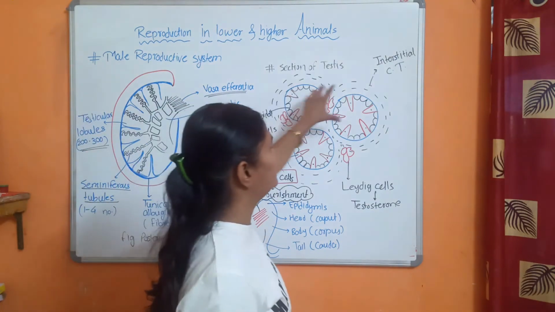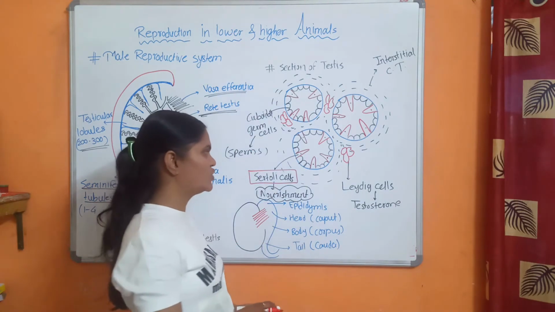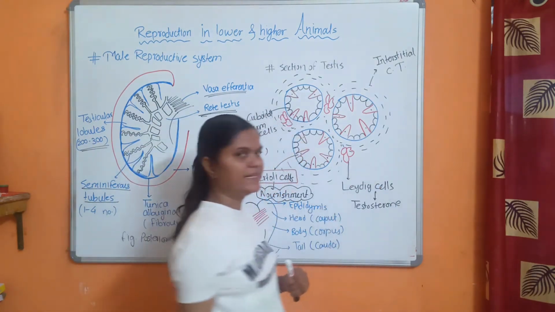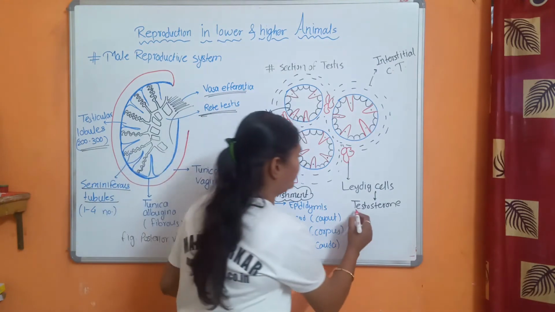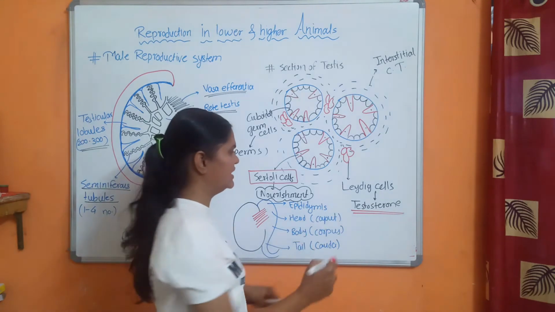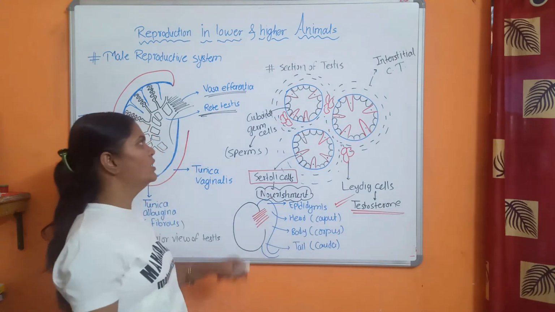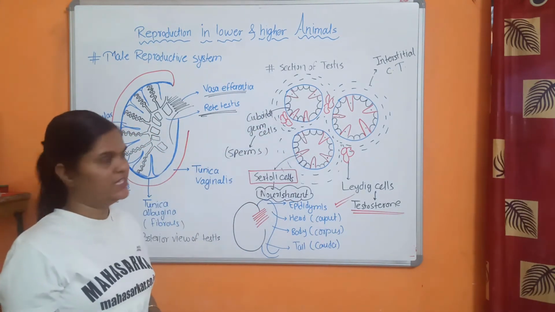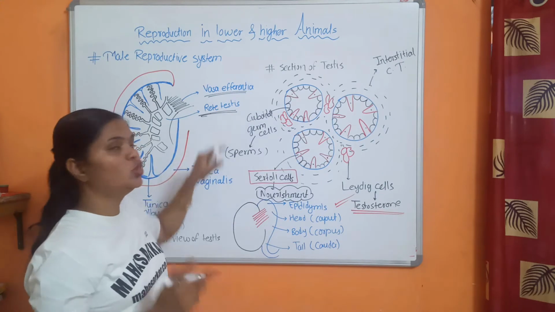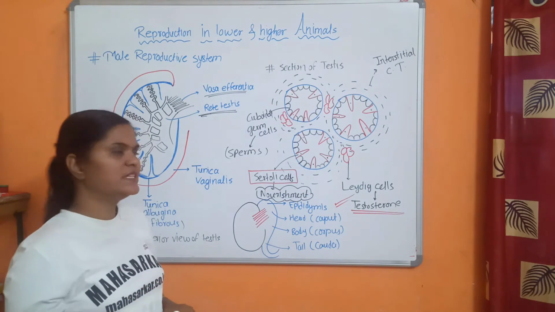And in this interstitial connective tissue, some special cells are present, called interstitial cells or Leydig cells. Now these Leydig cells produce a very important hormone, that is androgens. One of the most important androgens is testosterone. So Leydig cells produce testosterone. So this is the section of testes in which the seminiferous tubules are there, and in the seminiferous tubule two main cells are there, cuboidal germ cells, which produce sperm cells.